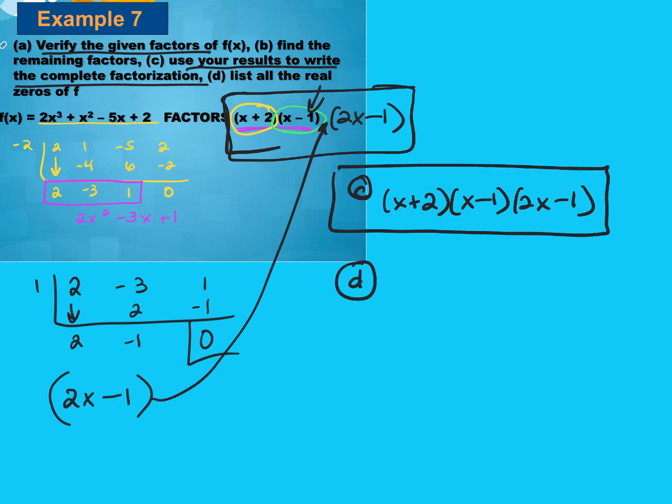D says list all the real zeros. So I've got my negative 2 and my positive 1 from what I was originally given, and then set this equal to 0, and I get 2x equals 1 and x equals 1/2 as my last root.